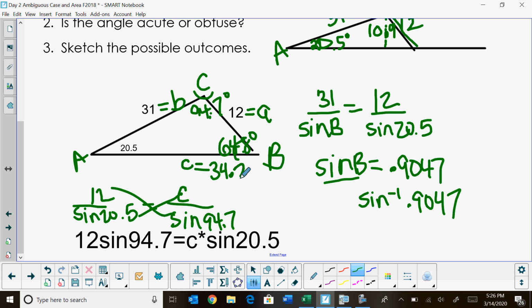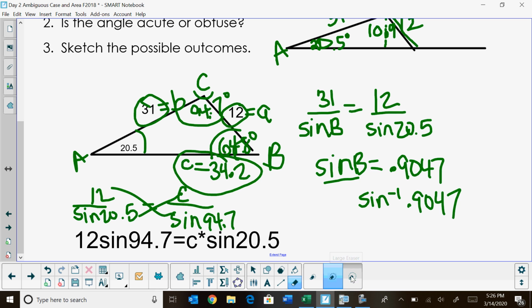Now let's use our number sense. The smallest angle is 20.5, and the smallest side is 12. The middle sized angle is 64, so the middle length is 31. The largest angle is 94.7, so the largest side opposite it is 34.2. So number sense, that's all working. So there is triangle 1. We've solved it. So we've got to go back and solve for triangle 2.